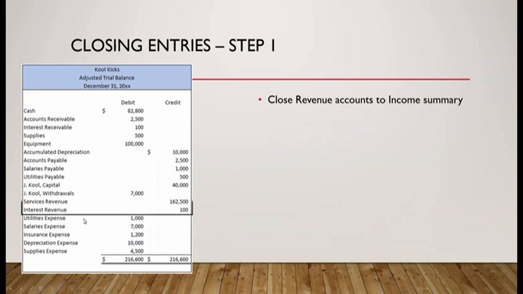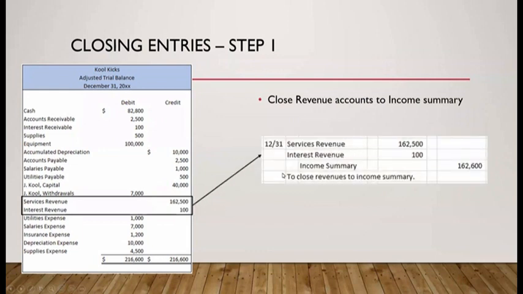We have our 2 revenue items listed here: service revenue and interest revenue. Right now, these accounts have normal credit balances. We're taking this from our adjusted trial balance, and we want to make these zero. Well, in order to make these credit balances zero, I have to do just the opposite. So in the closing process, in step 1, I do a journal entry where I debit revenue for the amount that's listed there, and I credit income summary for the total.